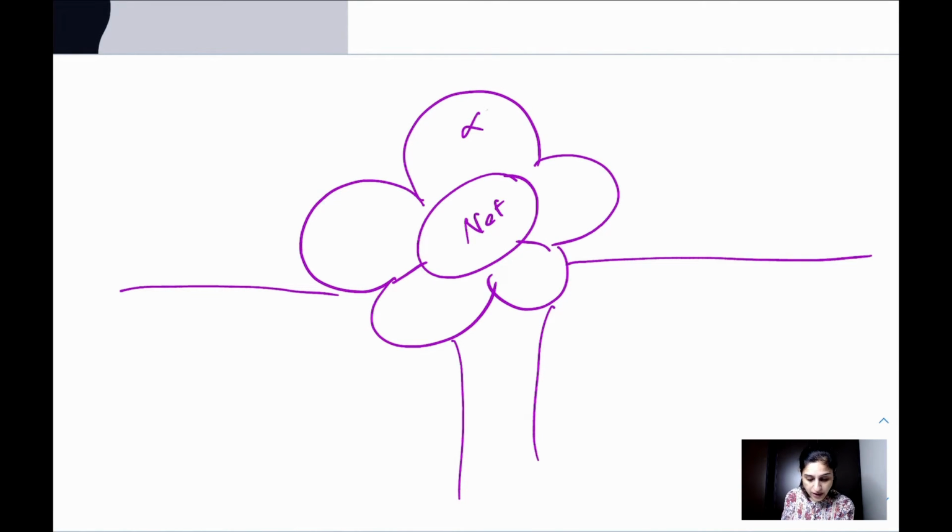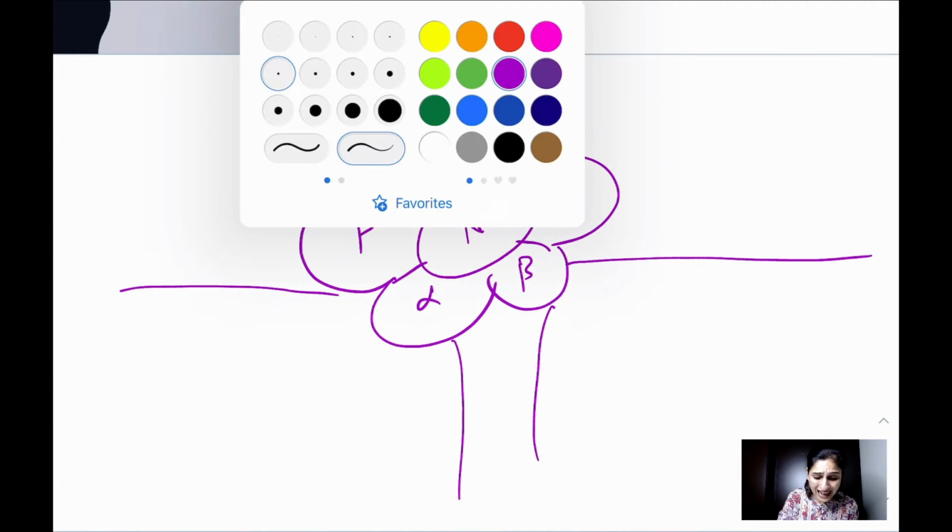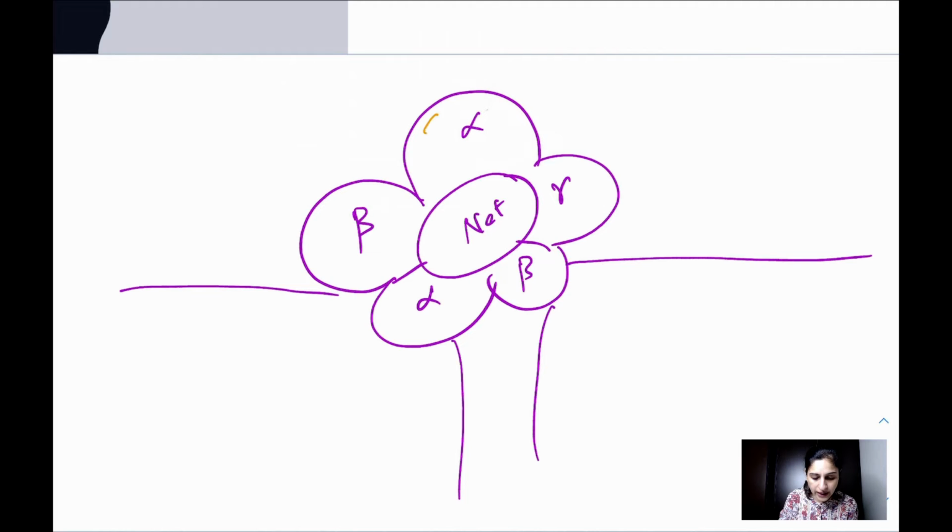You have 2 alpha, so this is alpha, gamma, beta, alpha, again beta. So 2 alpha, 2 beta and 1 gamma. ये है the structure of the nicotinic receptor. Now, what happens when the agonist, that is the acetylcholine, binds? जब acetylcholine bind करता है the nicotinic receptor, it causes opening of the channel, which is a sodium channel.